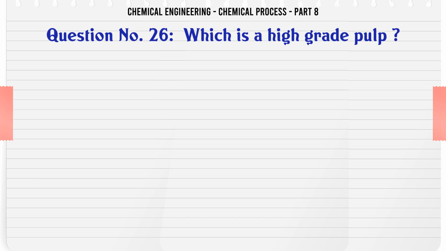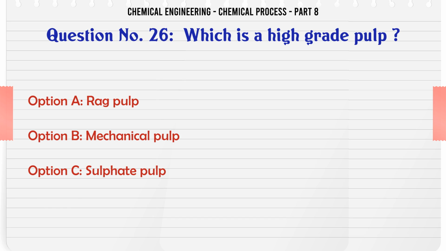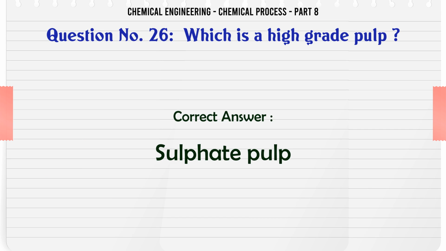Which is a high-grade pulp? A. Rag pulp. B. Mechanical pulp. C. Sulfate pulp. D. Sulfite pulp. The correct answer is sulfate pulp.